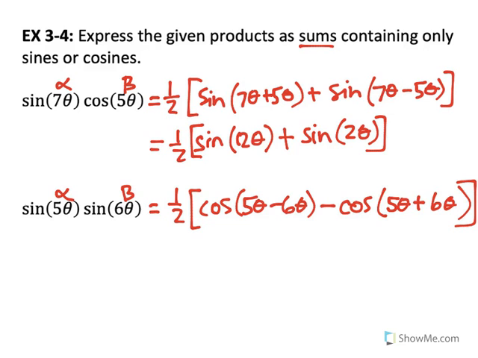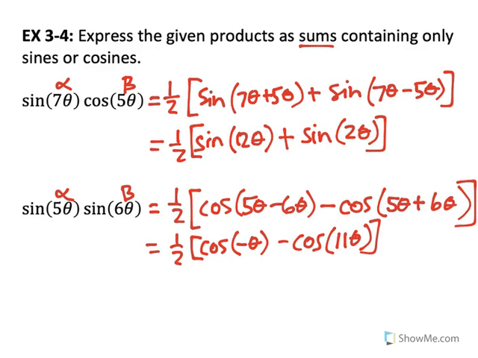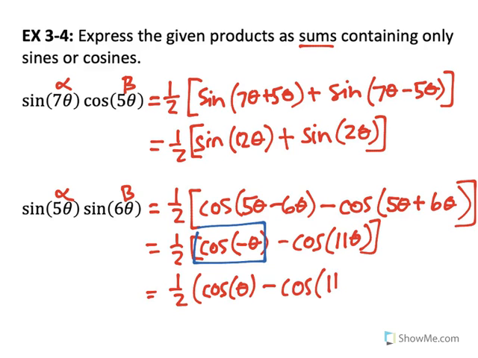And then we'll go ahead and simplify this. I get cosine of negative theta minus cosine of 11 theta. And then right here we have an odd-even identity, and that becomes just your cosine theta. And I'm just going to use parentheses here. Cosine of 11 theta stays unchanged.